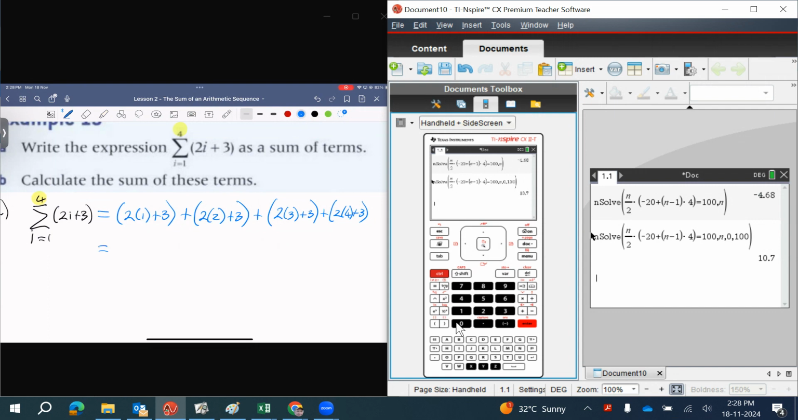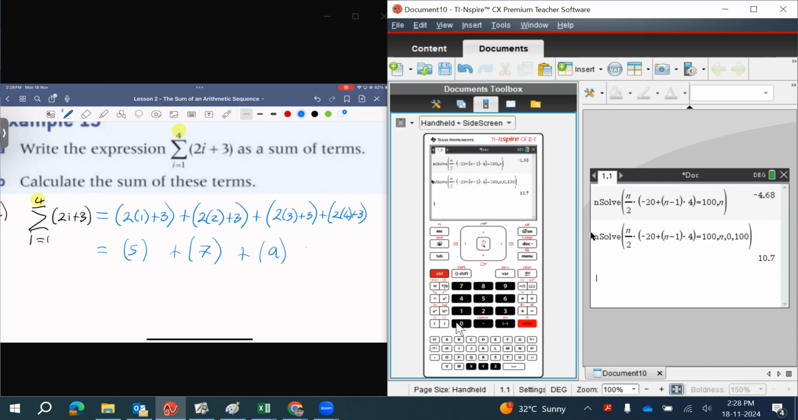So that's going to give us 5 as our first term. What's the second term in the sequence? 7. The third term? 9. And the last term? 11.